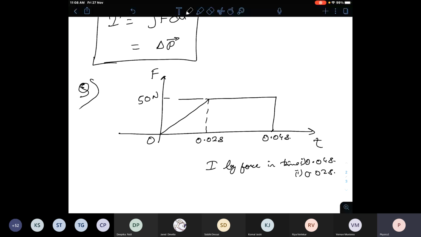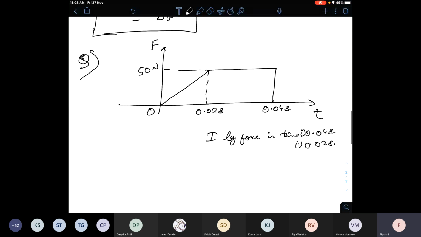So simple. We know that the formula of impulse is integration F dot dt. Integration F dot dt is basically representing the area under the F-t graph. So if it is the area under the F-t graph, so simple. In the first case, let's calculate the second case first. Time is 0.02 seconds. That will be easier to calculate because it is only a triangle.